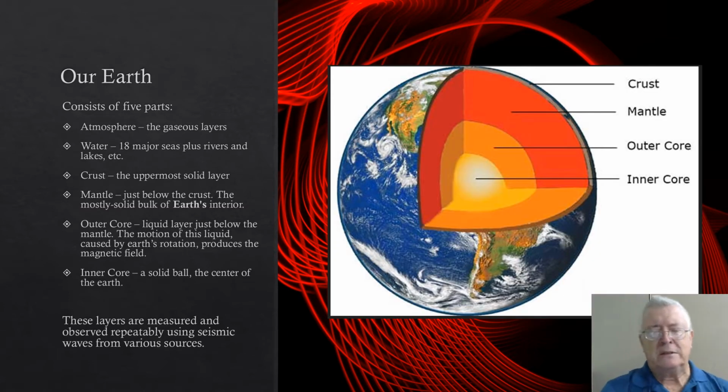Our Earth consists of 5 parts. The first part is the atmosphere, which are the gaseous layers. It exists in a graduated pressure. Everybody knows that. We talked about it before. I have some videos if you want to watch.